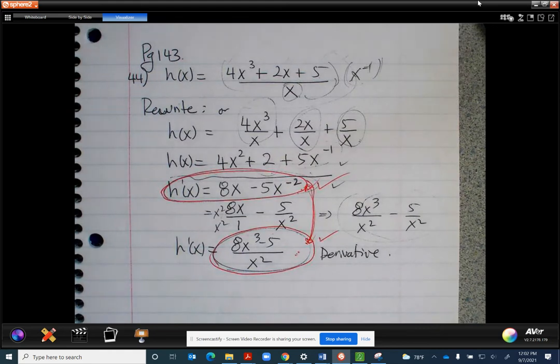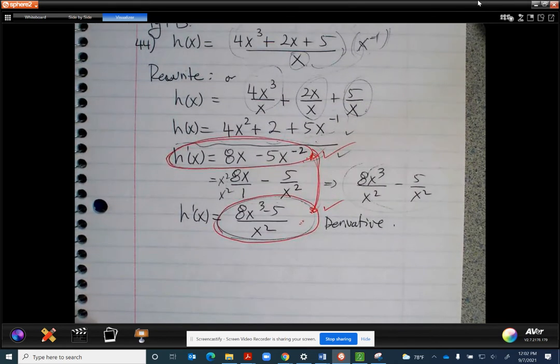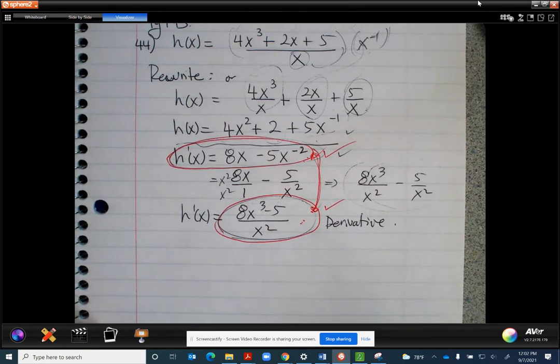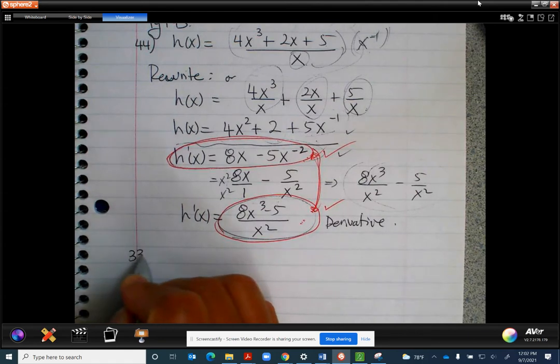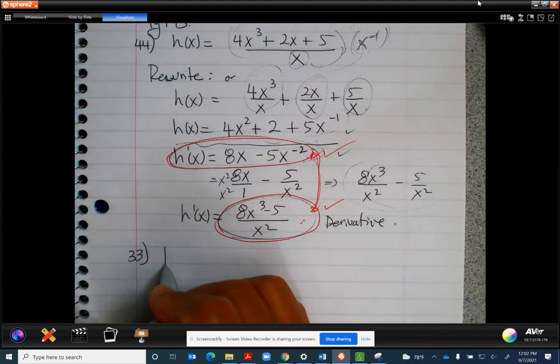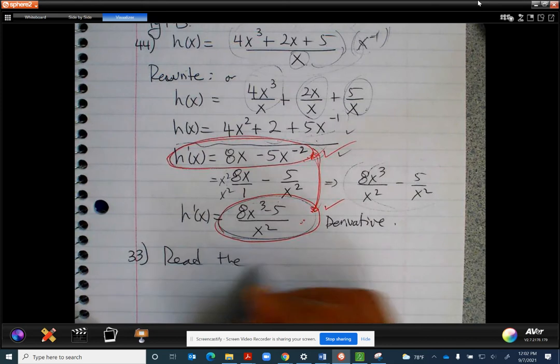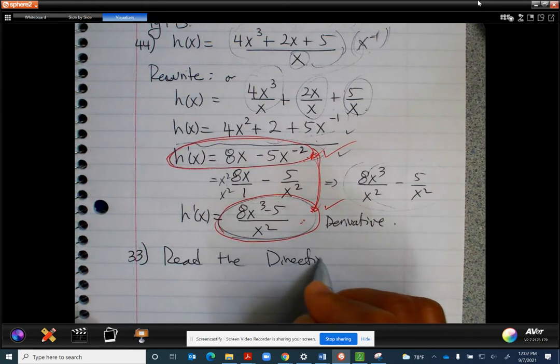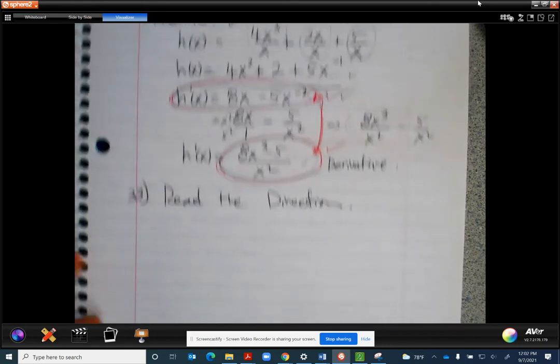All right, so we feel somewhat comfortable with these things. Once you feel comfortable, we should know how to find the equation of the tangent line, right? So take a look at number 33. Find number 33, same page, 33. Read the direction. What does it say in number 33?